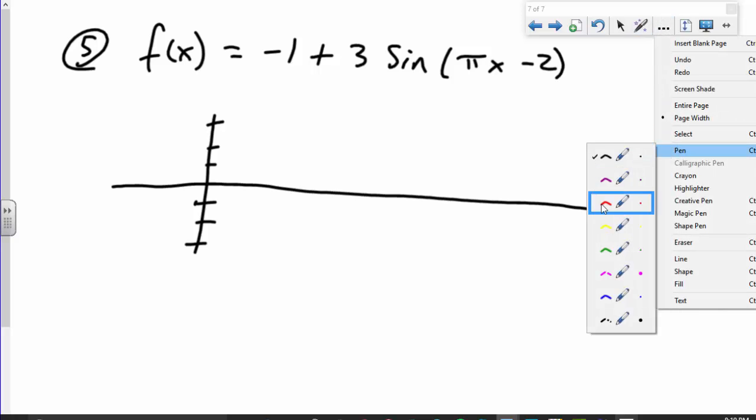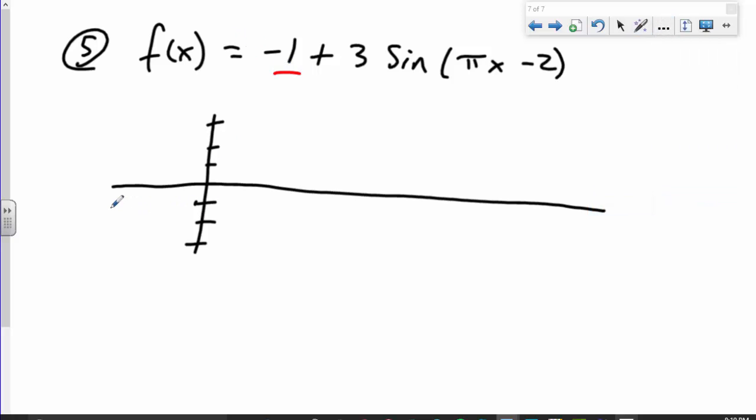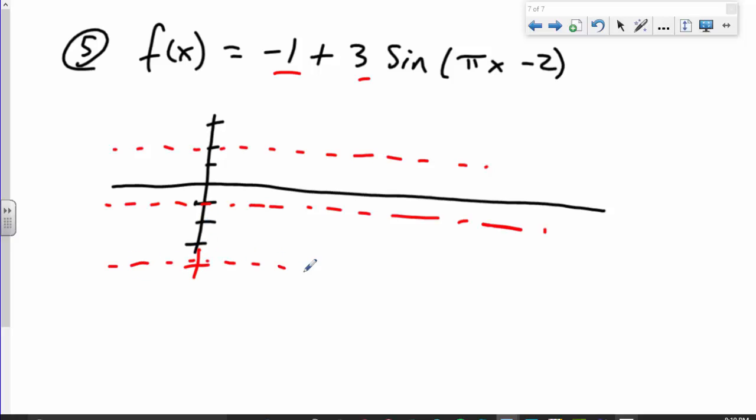Alright, so I'm going to put my guidelines down. I can see this is a vertical shift, -1, so that's my new center. 3 is telling me to go 3 up, 2, 3. That's the number in front of sine. And I go 3 down, 1, 2. Let's go down 3 to here.